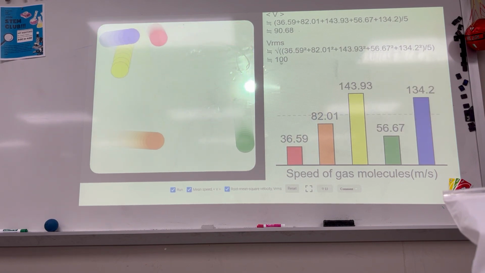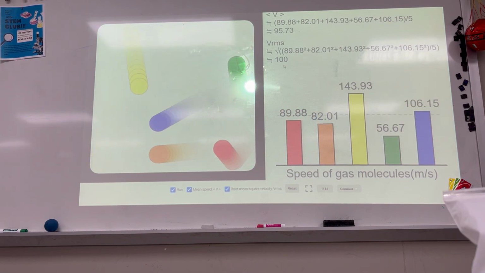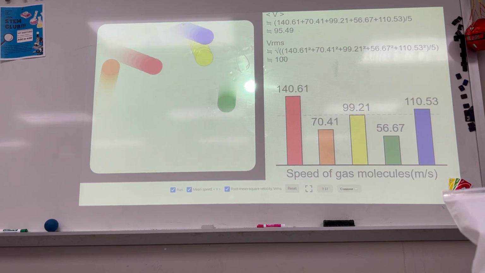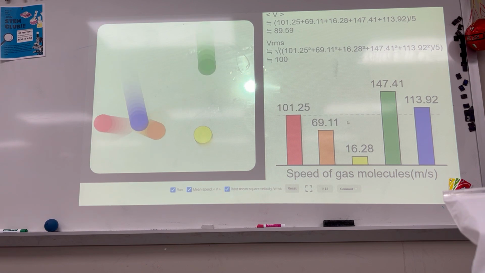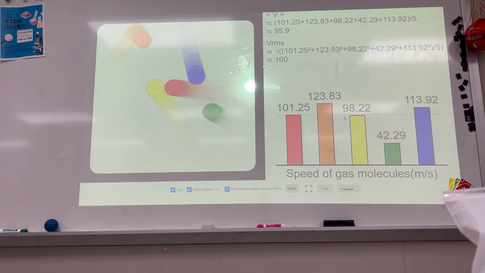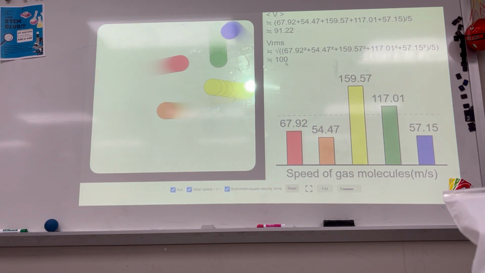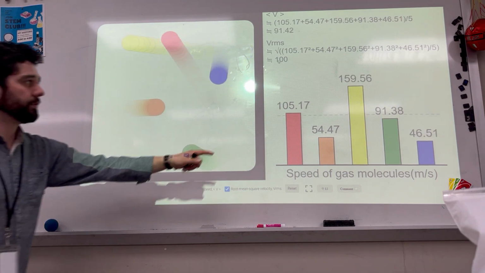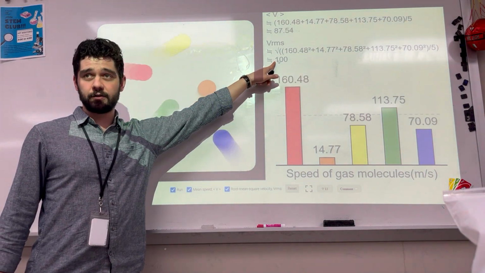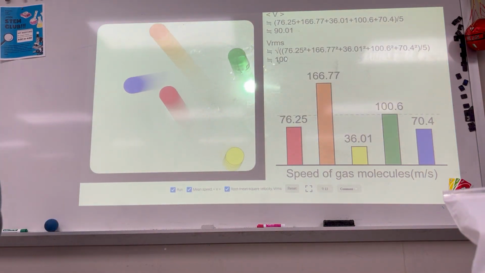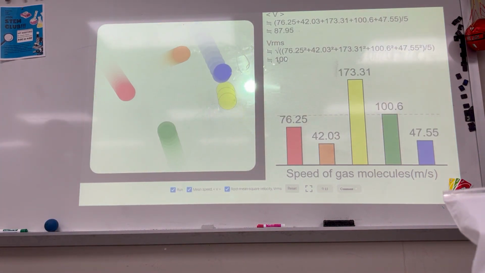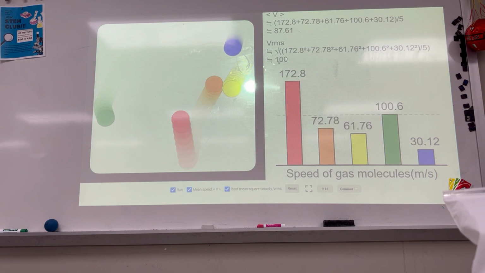What do we notice about the root mean square? It's constant. Yeah, interesting. So even though these particles are changing speed all the time, and they're not all the same speed, the average speed, or this particular type of average versus that average, this average is always the same. Does it ever change? It might change if I change some other things.